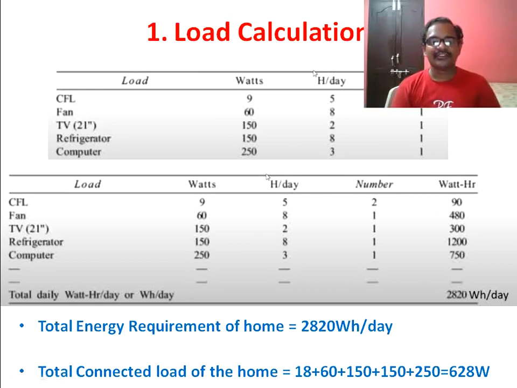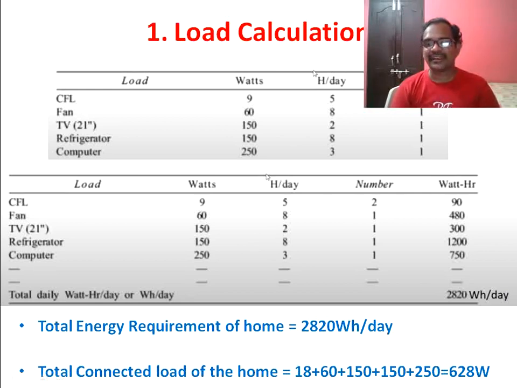A fan of 60 watts will be used for 8 hours. So 6 8s are 480. 480 watt hours per day, and we have only one fan, that is 480 watt hours. And TV, 150 watts, will be working for 2 hours a day. So it will be 300 watt hours. Refrigerator, 150 watts for 8 hours a day. So it will be 1200 watt hours. And computer, 250 watts is its wattage, and the number of hours of working per day is 3. So 250 into 3, 750 watt hours.